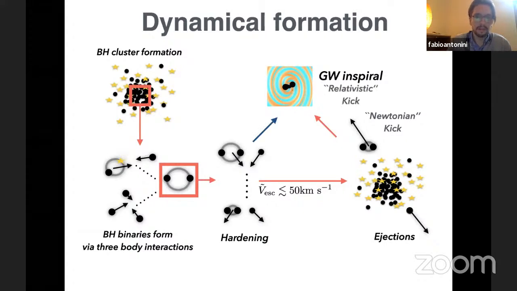Of course, another possibility, which I will describe in more detail later, is that the binary actually merges in between one of these binary-single interactions inside the star cluster. But eventually, because of the anisotropic emission of gravitational wave radiation, this binary will receive what we call a relativistic kick, which can be several hundreds to thousands of kilometers per second. It will most likely also be ejected from the star cluster. And so through these dynamical processes, the cluster gets rid of at least a large fraction of its black hole population.